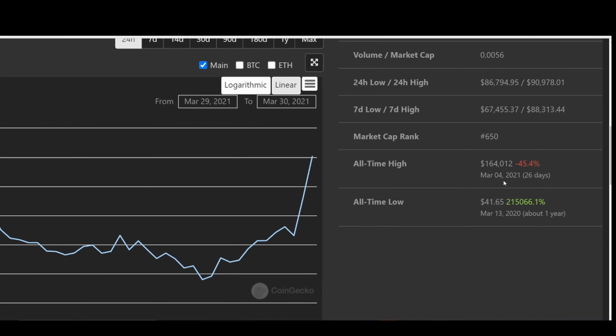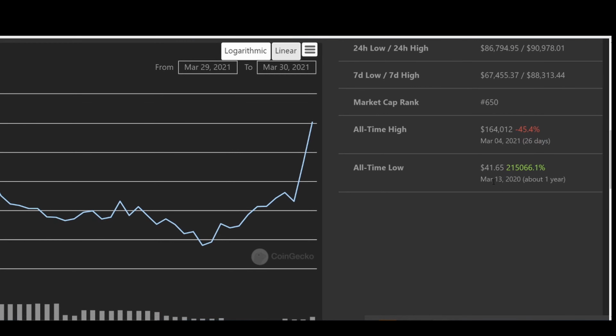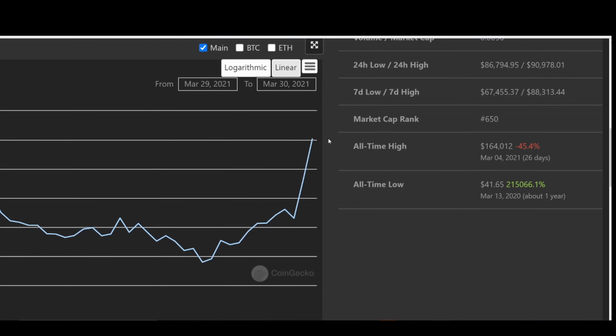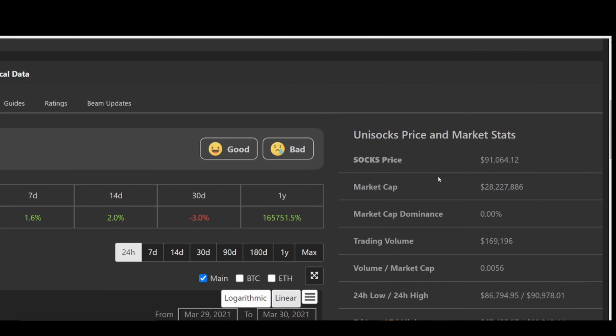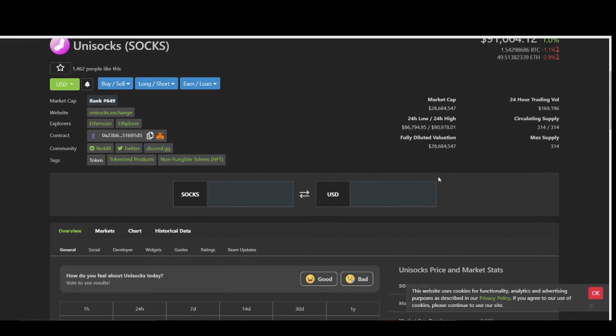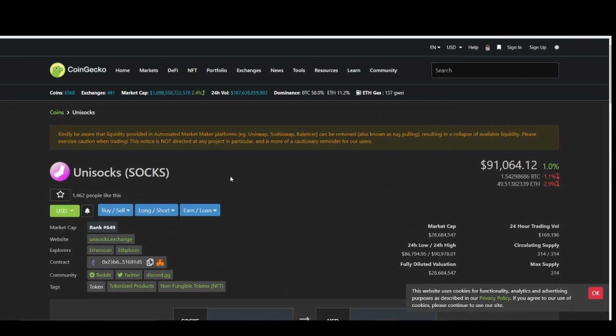$164,012 for some digital socks. Think about this: 1 year ago, those socks were $41. So much for the fake money. And I guess if you got a buyer, then it's real. So yeah, just let that sink in. All right, so we're gonna move right along.